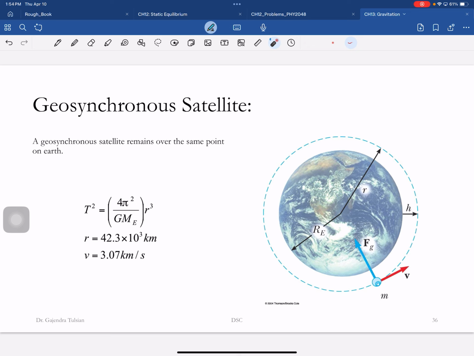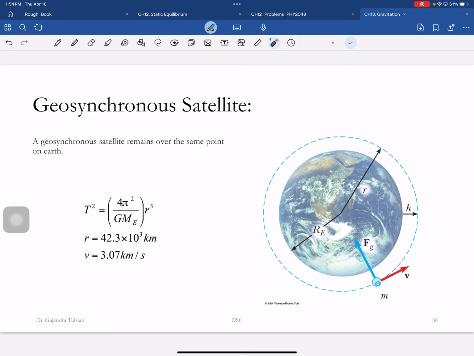And why is that useful? Because this satellite is exactly there. You can bounce off TV signals and make all kinds of money. In fact, this is the most expensive parking spot on the planet.